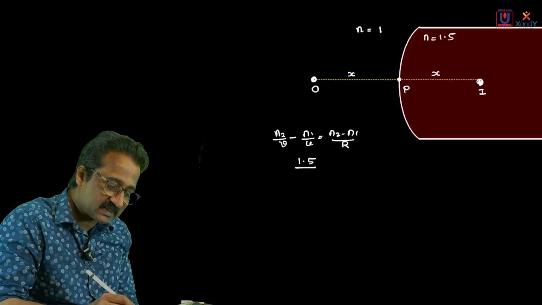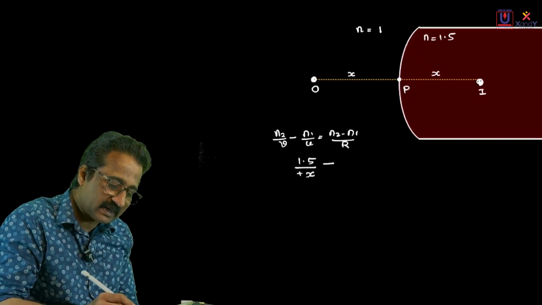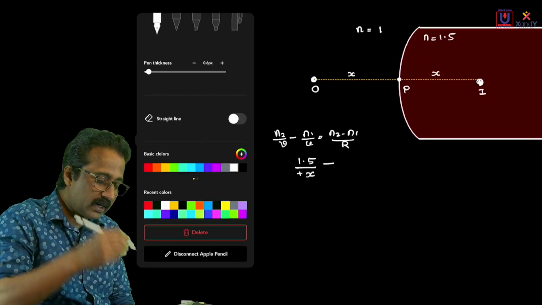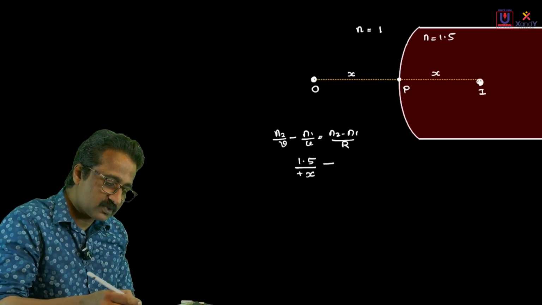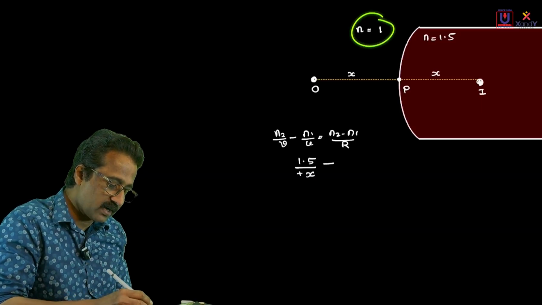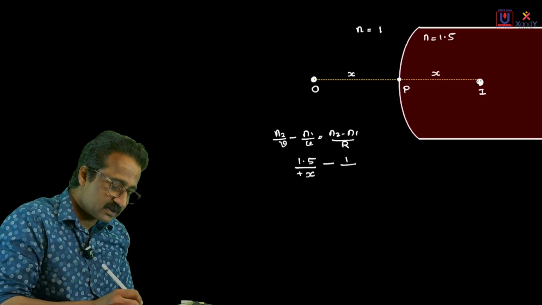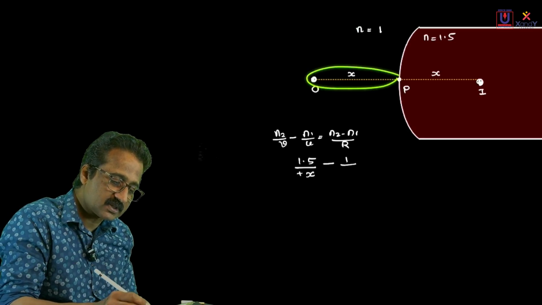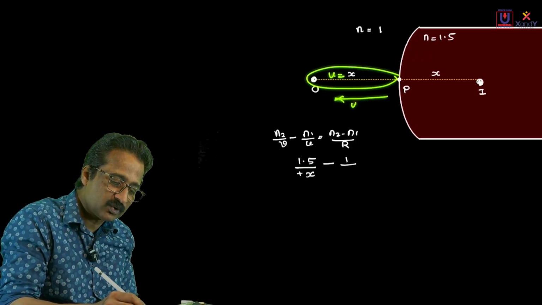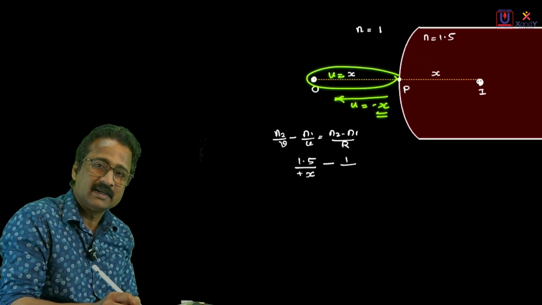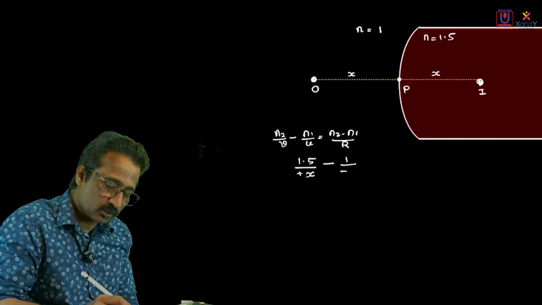So that is plus x also. I would say plus x minus. Now comes n1. n1 is, okay, first medium, that is going to be 1. So n1 is 1 by u, where u is the distance to object. So this distance is actually u, and that's a measurement taken backwards. So u must be given a minus sign. u equal to minus of x. You know the rules of sign.